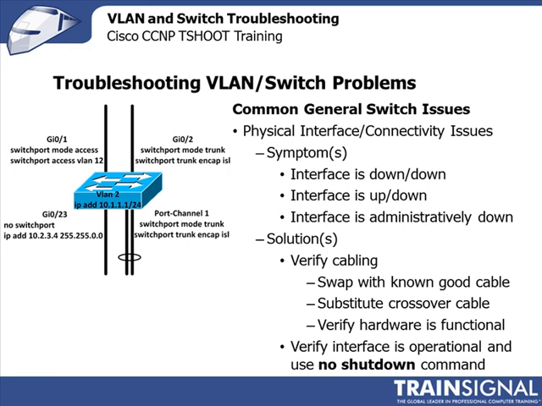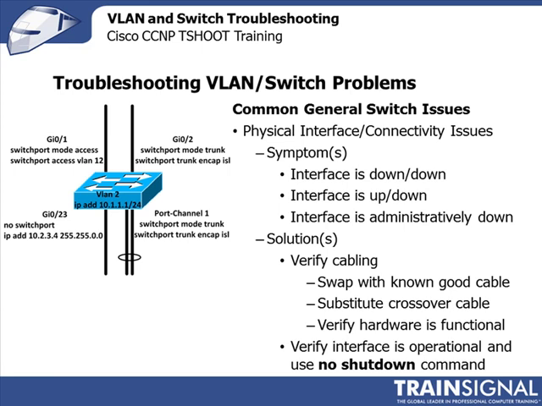One of the things to keep in mind is that there are some things that can just generally happen on a switch. For instance, if you have a physical or connectivity issue, you're going to see one of a couple symptoms. Interface is down, down, meaning it's not receiving keepalives and it's not physically connected. Interface is up, down, where it's physically up, but the layer 2 protocol is down. And then obviously the interface is administratively down. This will be one of the things you'll run into frequently.